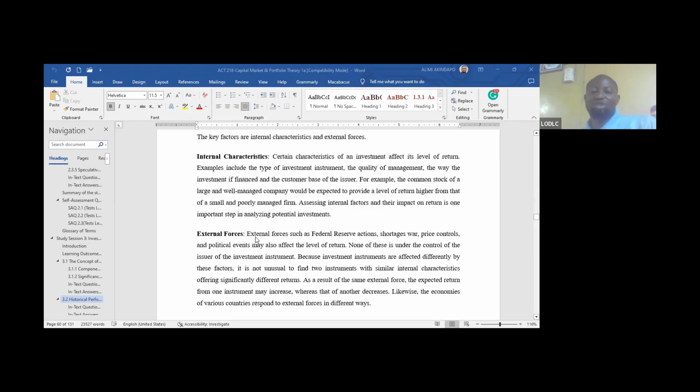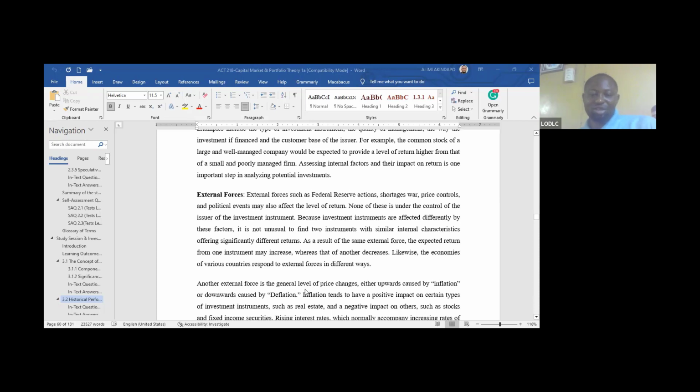Then we have external factors, which reside outside the vicinity of the organization. External forces such as Federal Reserve actions, shortage, war, price control, and political events may also affect the level of returns. Analysis like political, economic, level of technology, and some other things may affect the level of return also. So those are the external factors that reside outside the vicinity of the organization.